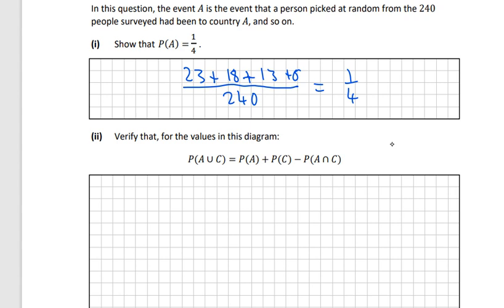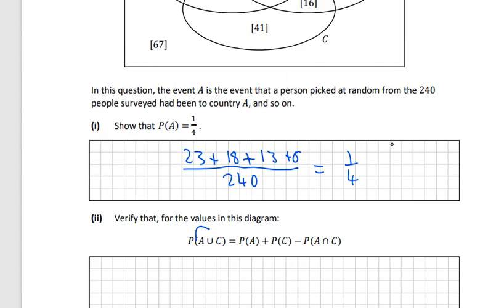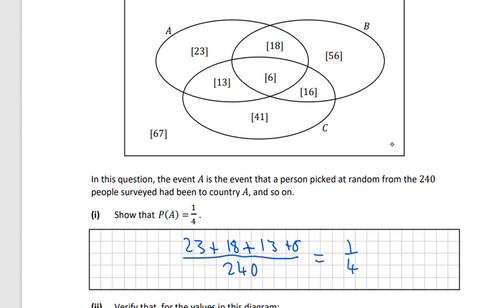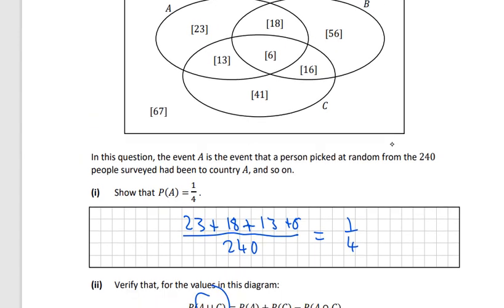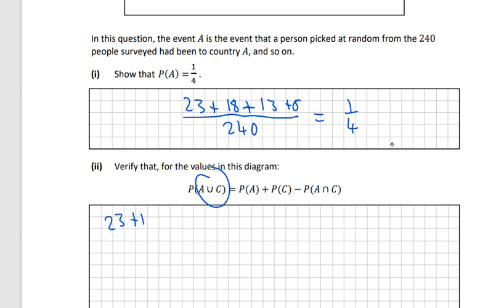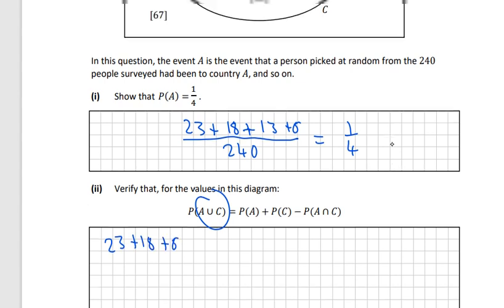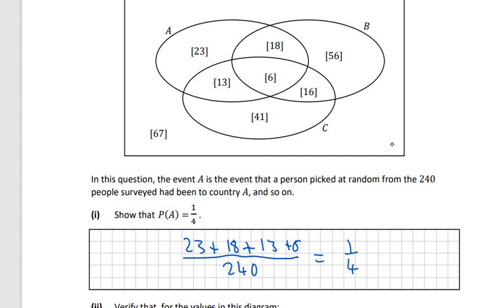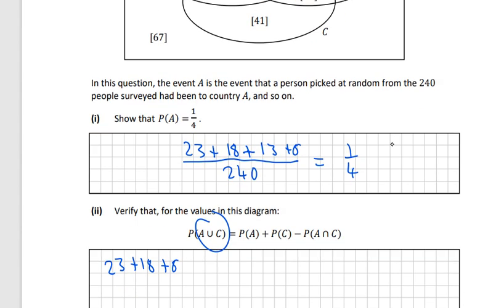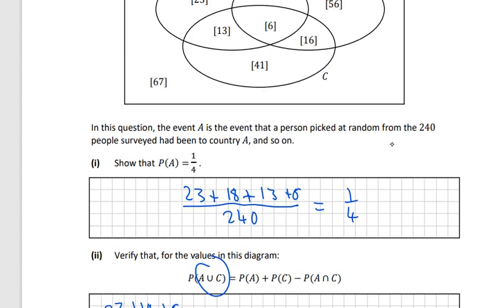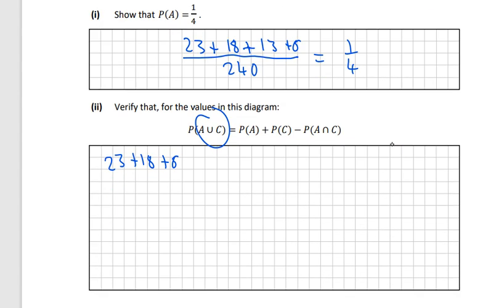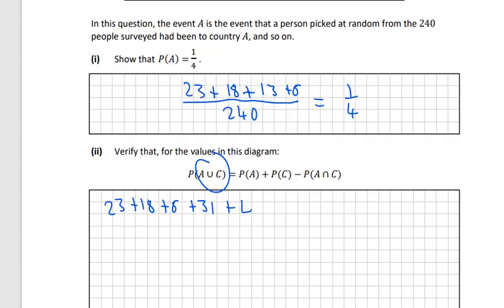The probability of A union C. So we're going to take all of the things that are in A or in C. So that's 23, 18, 6, 13, 41, and 16. 61, 16, sorry. And then you just put all that over 240.